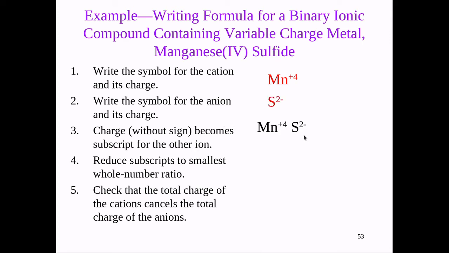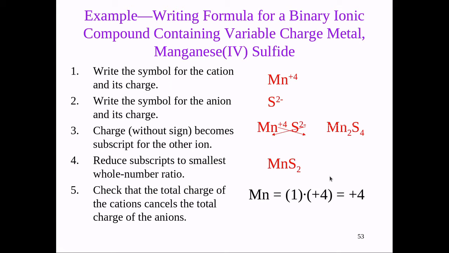And we are going to play the same game that we did before by crossing those. And we get manganese 2, sulfur 4. But these are reducible in this case. We can divide both of these by 2. So we're going to do that. And it becomes manganese with the 1 subscript implied, S2.